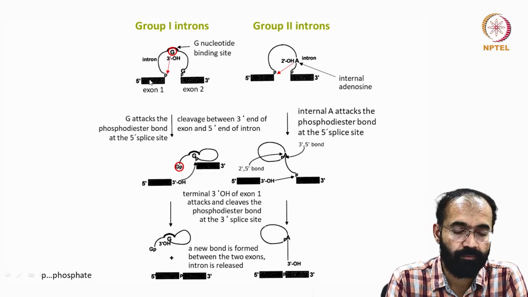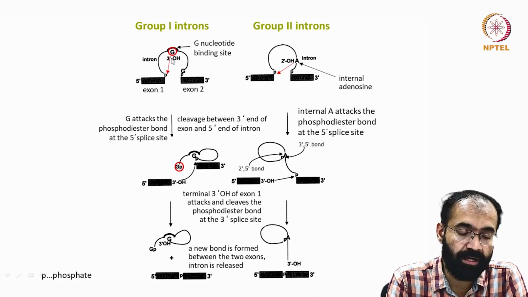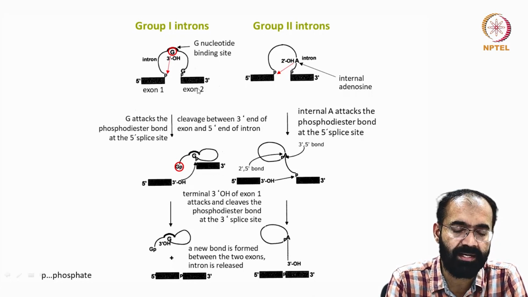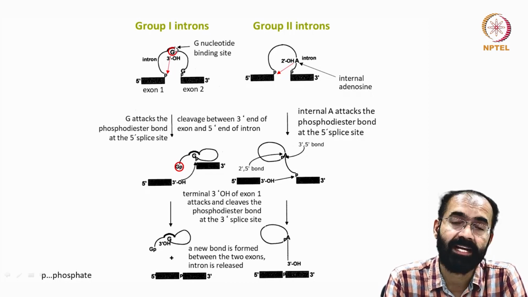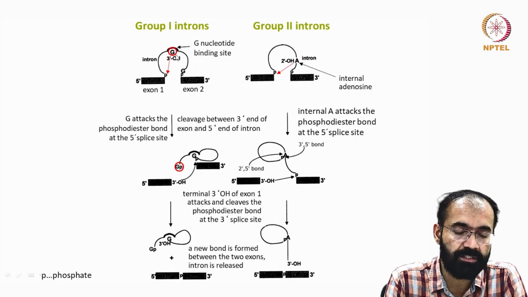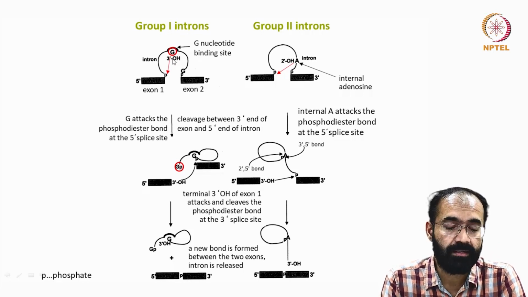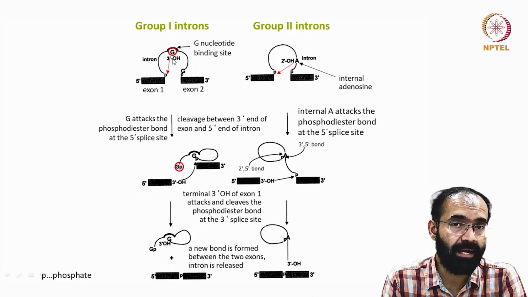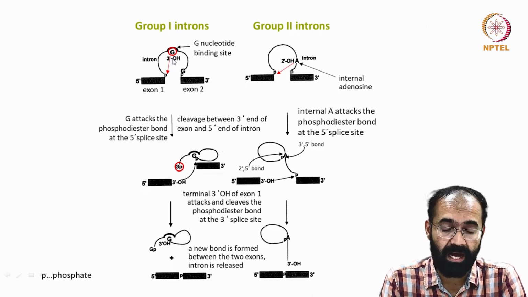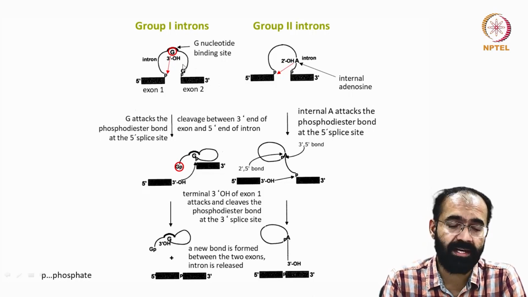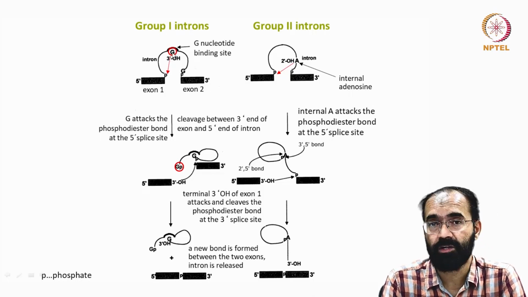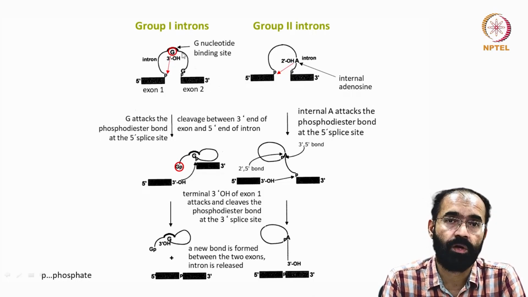Group 1 intron, what happens? It recruits a guanosine into one of the branches of the intron. So this line you are seeing is an intron, and the black boxes are exon 1 and exon 2. This recruited an extra guanosine, and this guanosine has two free hydroxyl groups, one on the 2' carbon and another on the 3' carbon. Both of them have a hydroxyl group. In this case, the 3' OH, remember, is not part of the intron. It is a recruited guanosine from the outside.